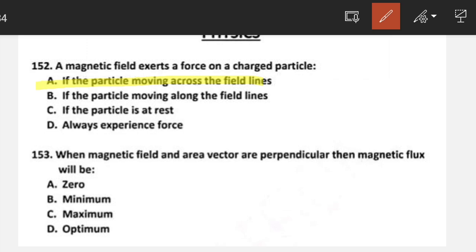Question number 153 is: when the magnetic field and area vector are perpendicular, then the magnetic flux will be: option A is 0, option B is minimum, option C is maximum, and option D is optimum. You all know very well that magnetic flux is equal to the magnetic field dot product the area vector. Here the area vector is given, not the area. So when the magnetic field and area vector are perpendicular, then the magnetic flux will be 0. So keep in mind that here the area vector is given, and you must differentiate between the area and the area vector, because this is the most important concept in magnetic flux.